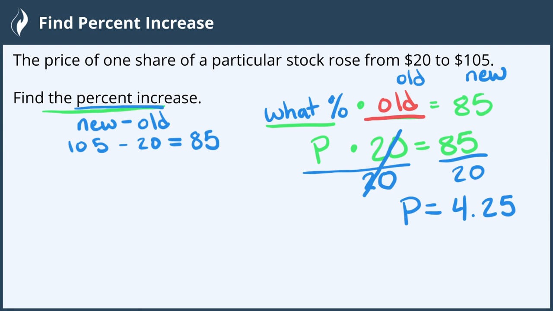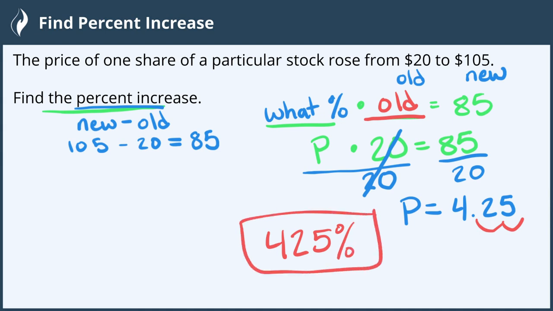To change this to a percent, we move the decimal 2 place values to the right. And so our percent is 425% increase. Now let's interpret that just to make sure that we did our phrase correct.